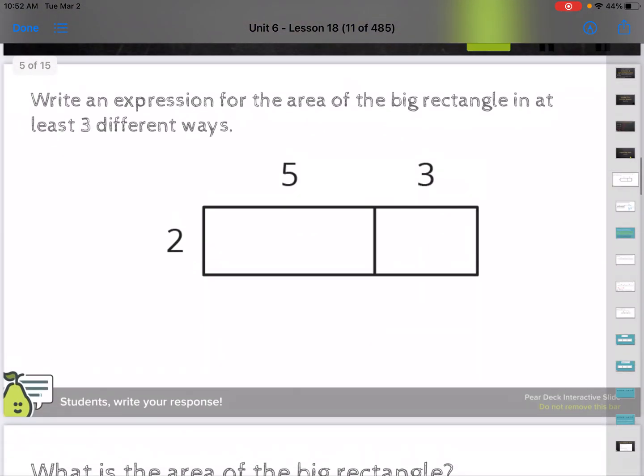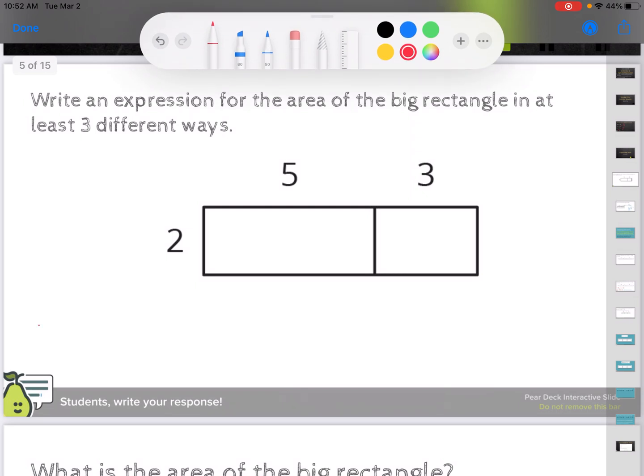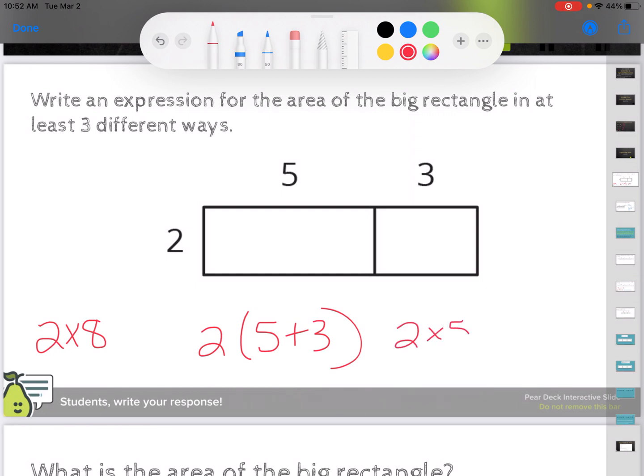All right, write an expression for the area of the big rectangle in at least 3 different ways. So I could do 2 times 8. I could do 2 times 5 plus 3. I could do 2 times 5 plus 2 times 3. All of those would work, right? Because I'm trying to find the area of the bigger rectangle.